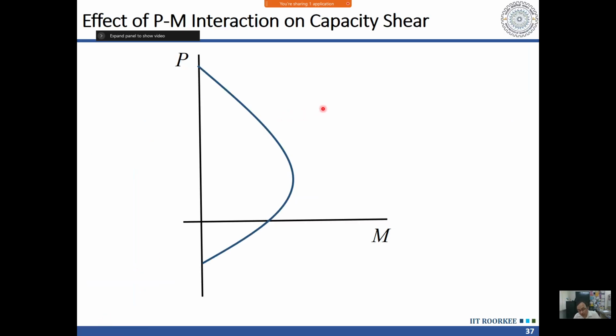Now another issue which we have to keep in mind while doing the capacity design, which is still not dealt with in that detail in both the codes, is the shape of the PM interaction curve. This is the shape of the PM interaction curve for columns as we have used in SP16, and the same is applicable for our piers also. So for a pier, the axial force and bending moment are related through this type of relationship.